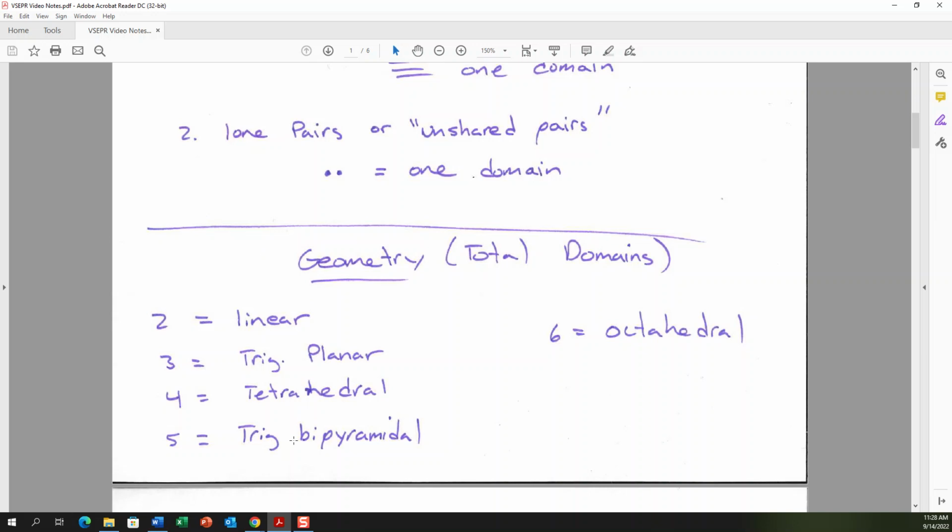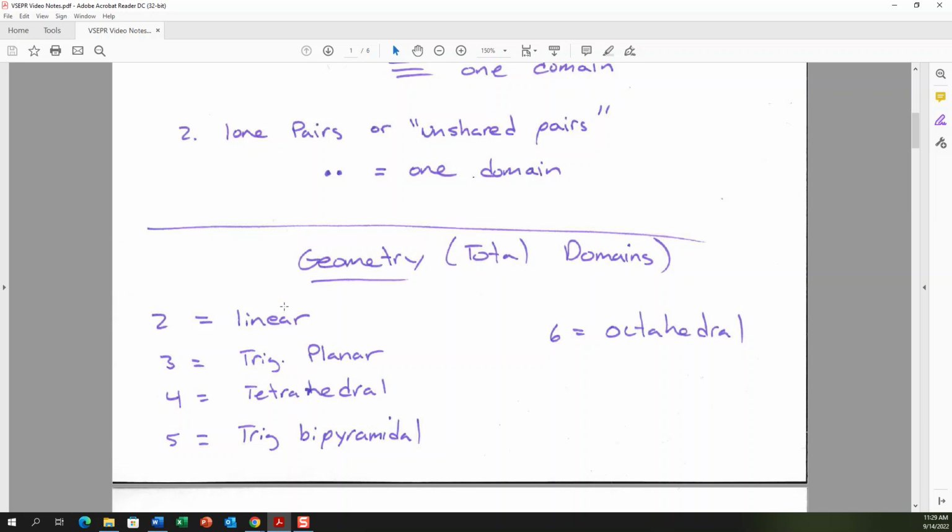Now, within the geometries, we have different shapes. I might have 4 domains, but how many are bonding domains and how many are lone pairs? That will tell me what shape I have. Methane has 4 domains, and they're 4 bonds. Water has 4 domains, but it's 2 bonds and 2 lone pairs. So they would both technically be tetrahedral geometry, but if I ask you the shape of methane, you would say tetrahedral, and if I asked you the shape of water, you would say bent, even though they're tetrahedral geometry. So shape is a subgroup of geometry.